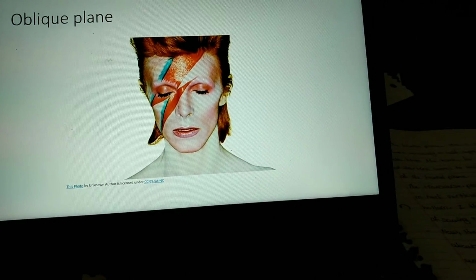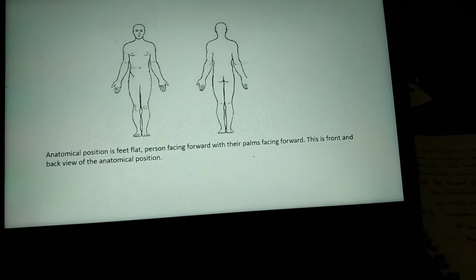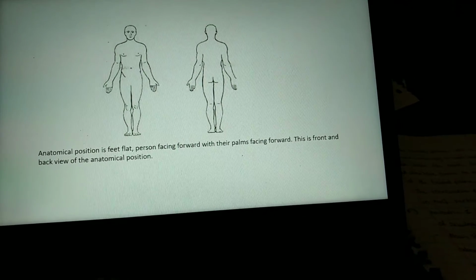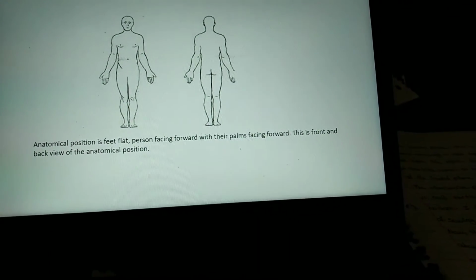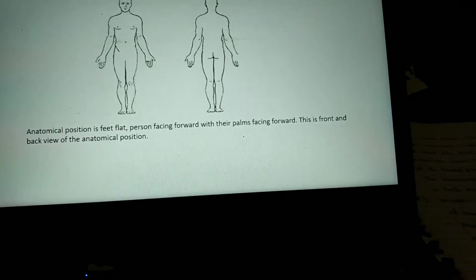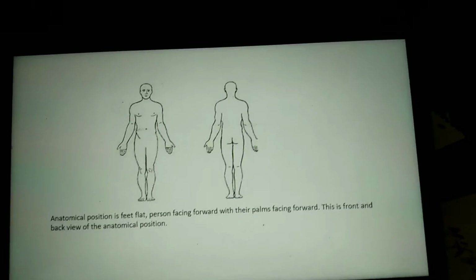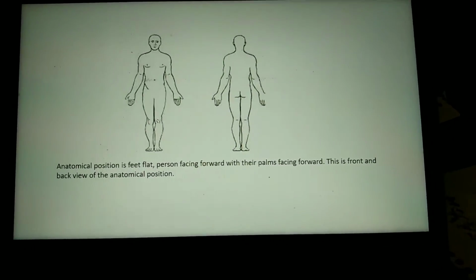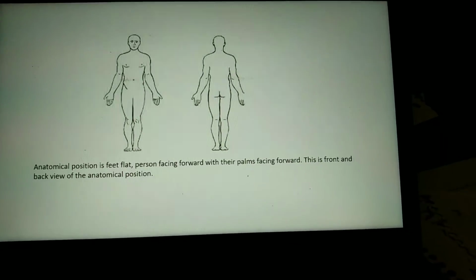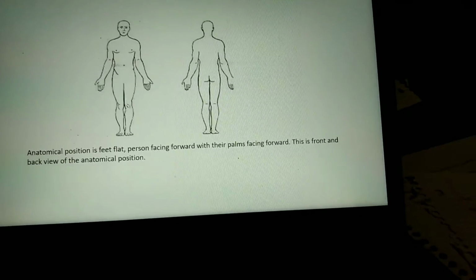Now, moving forward onto the anatomical position. This is feet flat and palms outward with arms to the side. When it comes to the directional terms that we'll be talking about here in a second, it's referring to this anatomical position as to where things are.